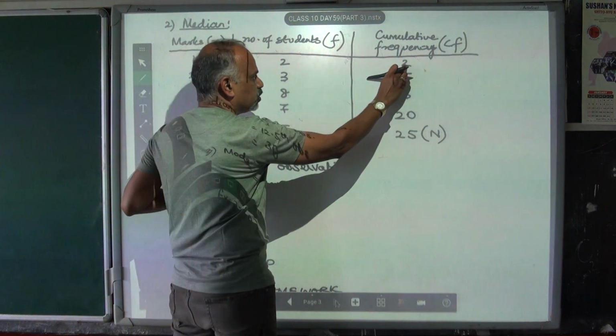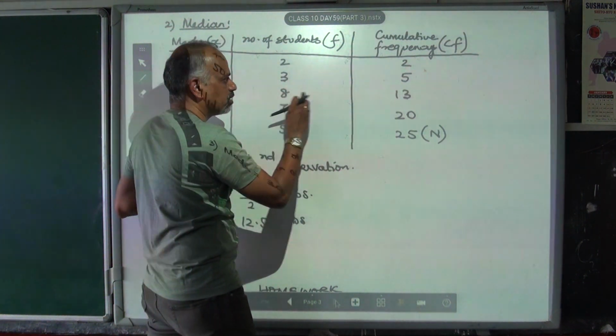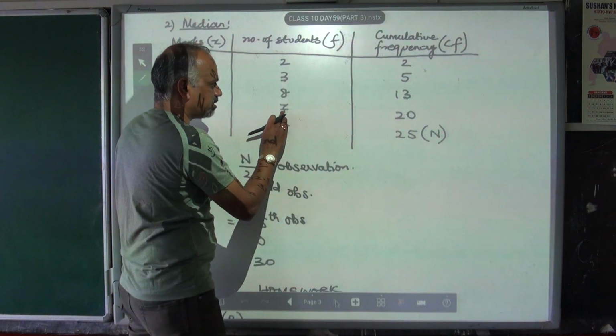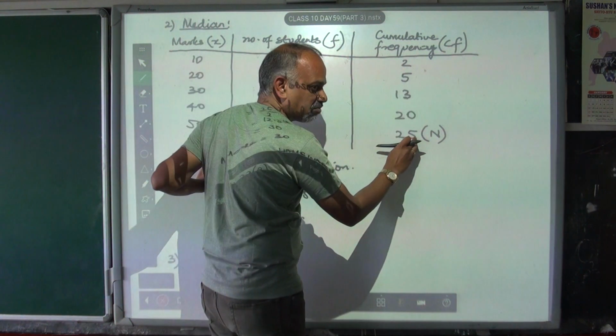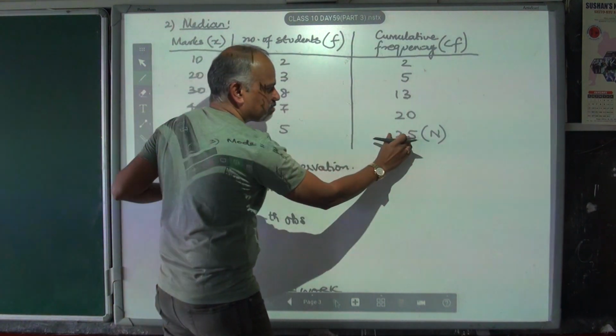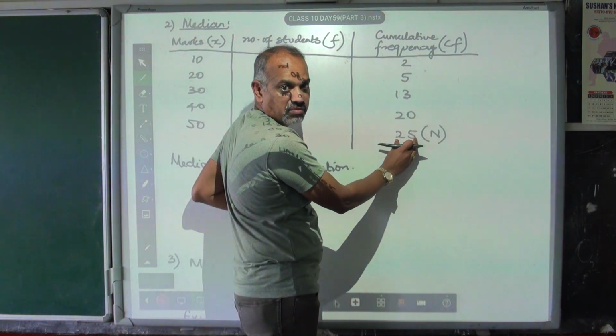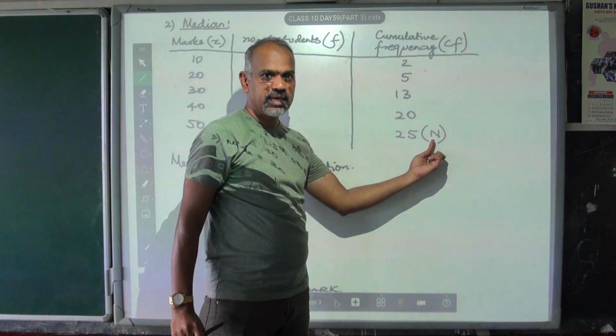Now keep adding. 2 plus 3 more will give you 5. 5 plus 8 more will give you 13. 13 plus 7 more will give you 20. 20 plus 5 more will give you 25. The last value here is also 25, because the total number of students is 25, which is represented as capital N.